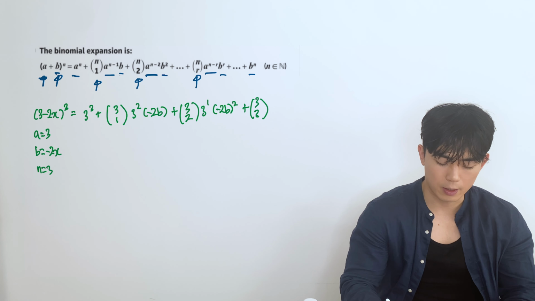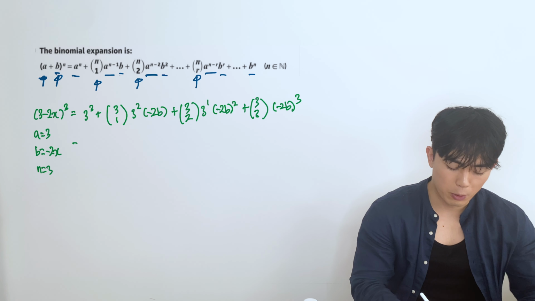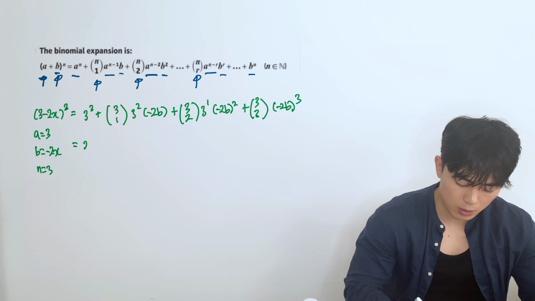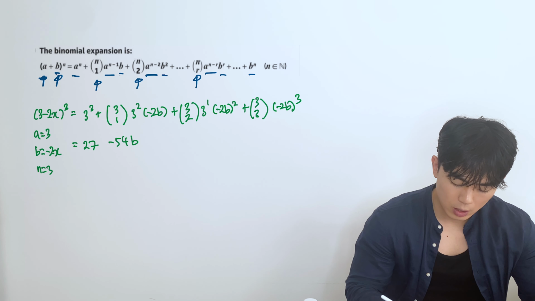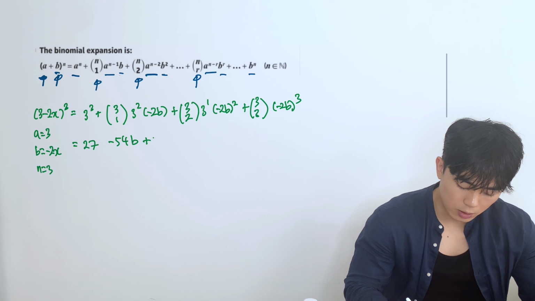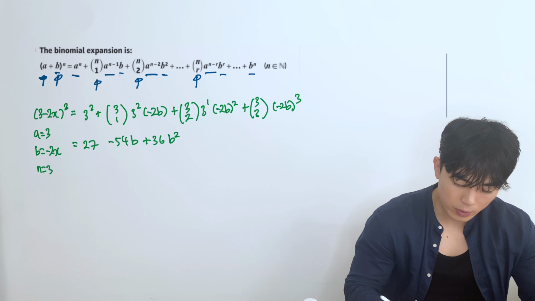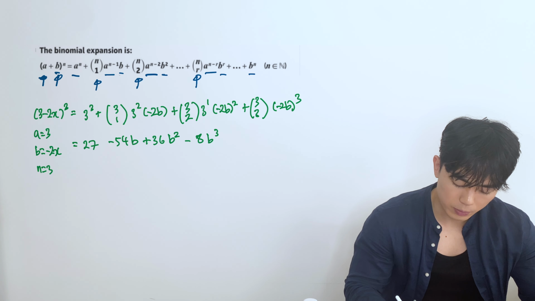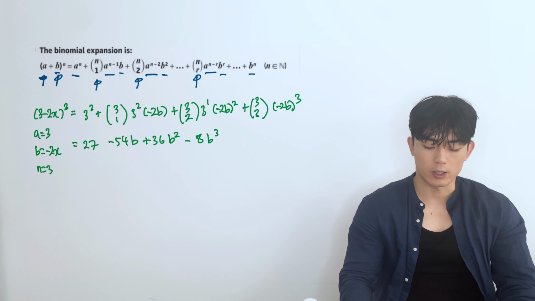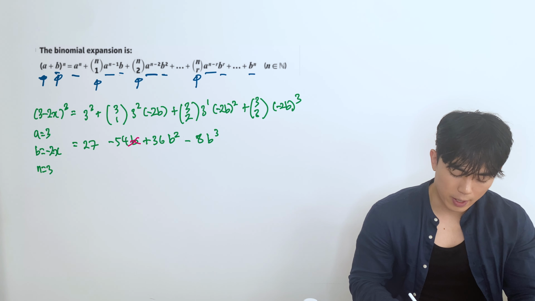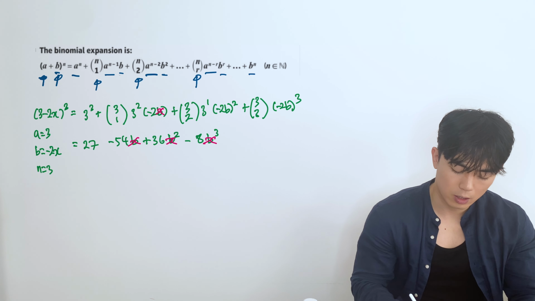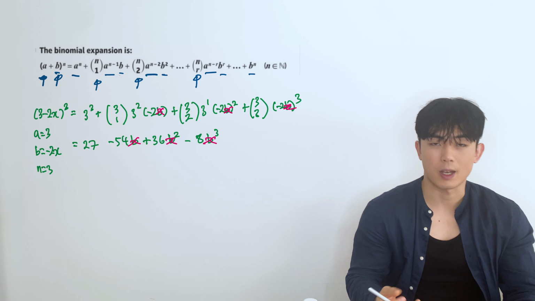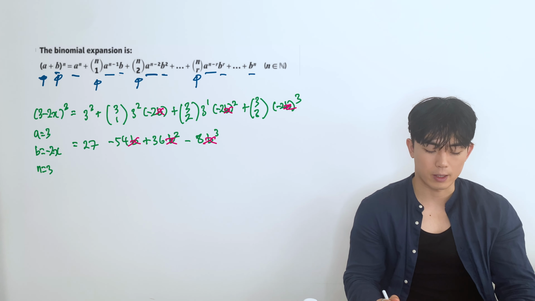So it's just a matter of following this formula, and then we simplify it. We'll get 27 minus 54b plus 36b squared, and then minus 8b cubed. Oh, sorry, this should be x. So these will all be x terms here, like this. But the rule just applies. As long as you follow the formula, you can expand anything.